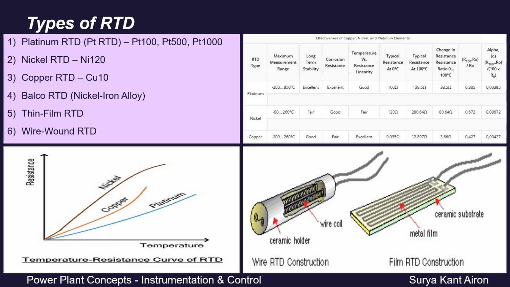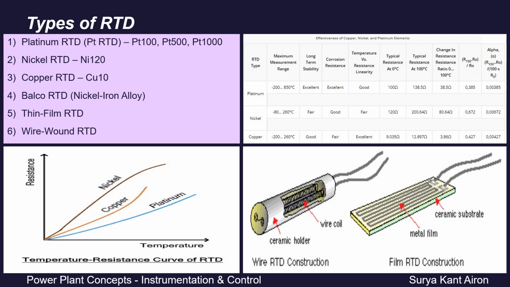Now coming to second type of RTD based on the material of construction are nickel RTDs. Nickel RTDs are less common than platinum, but they are still used in certain applications. And nickel shows a resistance of 120 ohms. We can see in this table, nickel RTD shows a resistance of 120 ohms at 0 degree centigrade. So we call it Ni120. Clear? So Ni120, nickel RTD with a nominal resistance of 120 ohms at 0 degree centigrade is used.